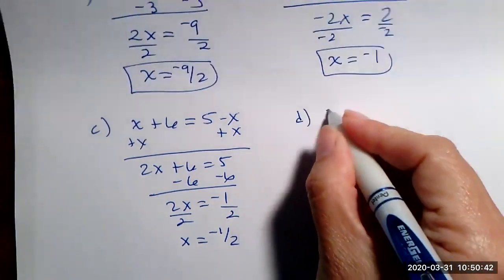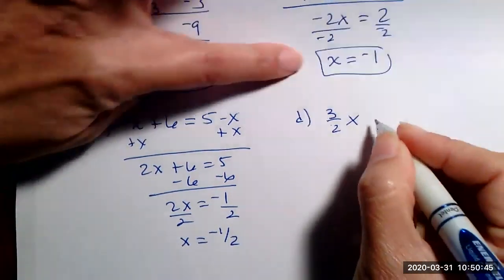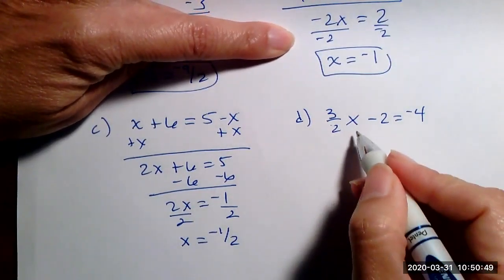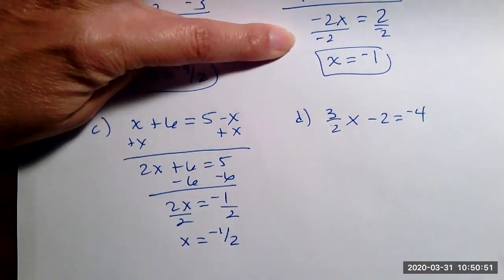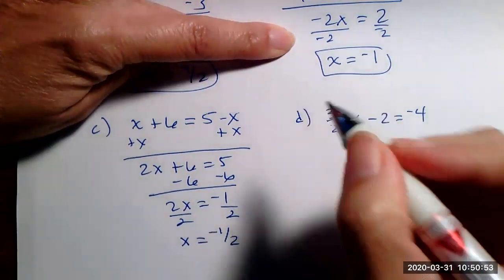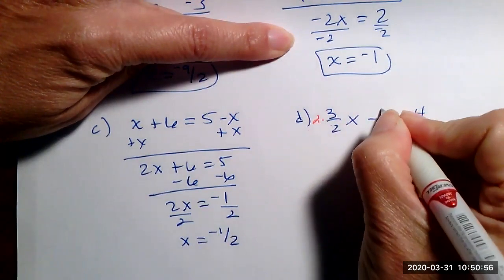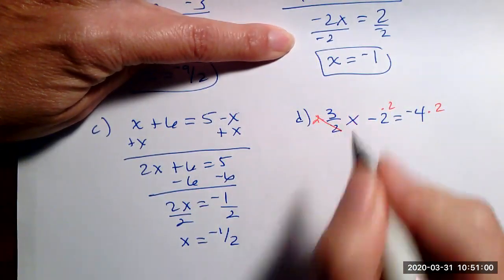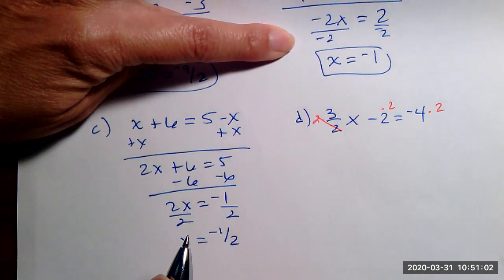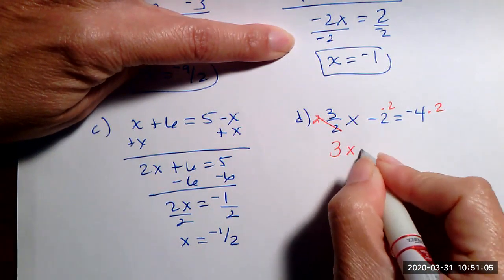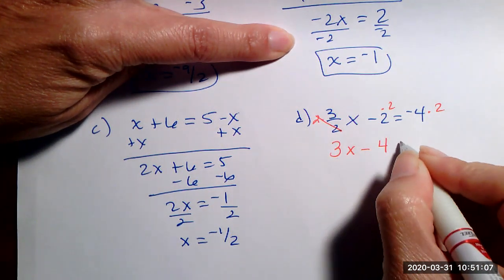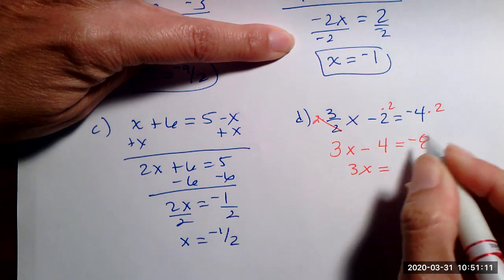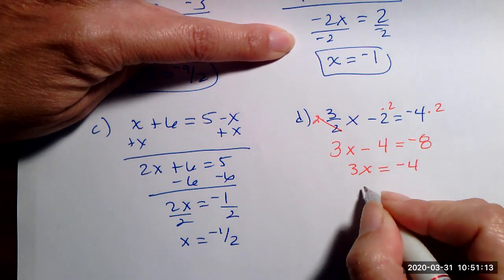And then finally D. There are a couple of ways to approach D. I can fraction bust this right away, or I can add 2 to both sides. I'm going to go ahead and fraction bust it just because that's something that comes into play later on. I'm going to multiply everything by 2. What that does is it allows me to divide that out. That's our giant 1. This becomes 3x minus 4 equals -8. And then I'm going to add 4 to both sides, and then divide by 3.